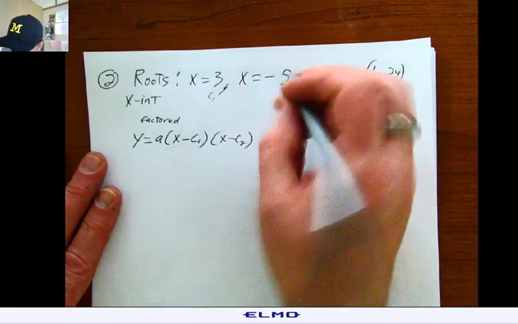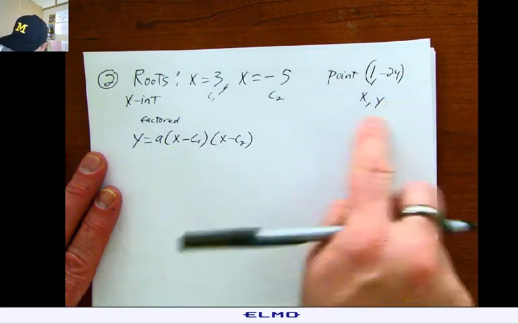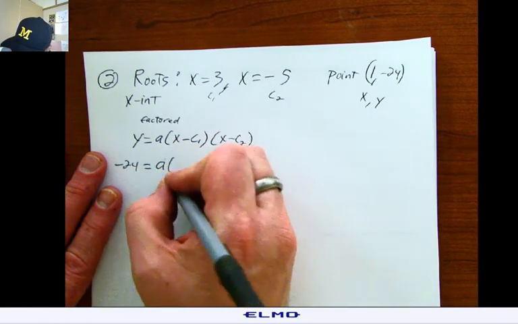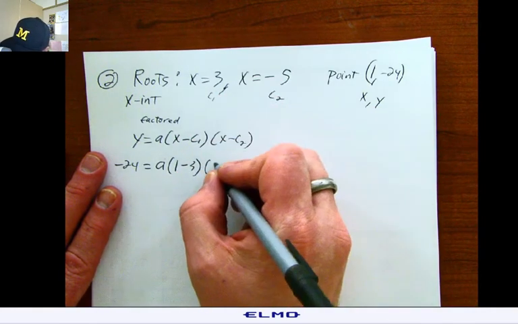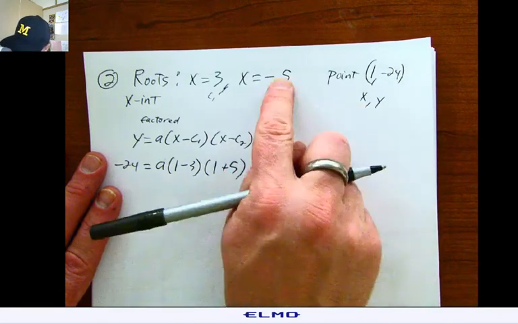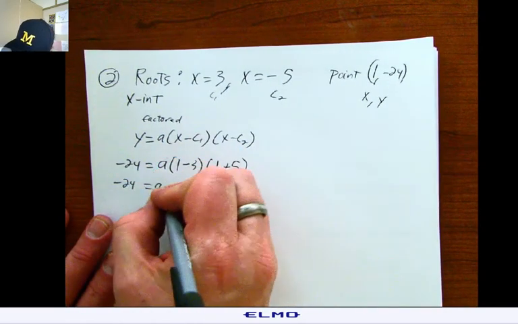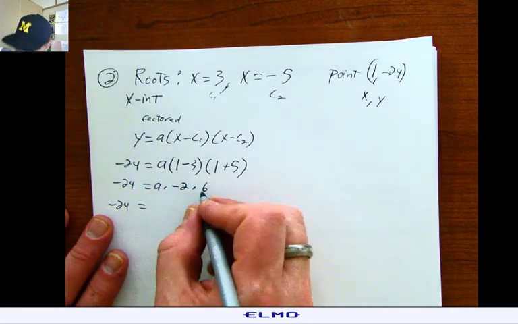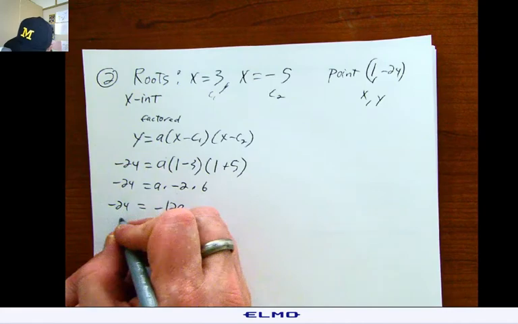And 3 is my c1, negative 5 is my c2, and then this is going to be my x and my y coordinate. So I plug in negative 24 for the y, a. For x I'm going to plug in 1, minus c1, and then x is 1 plus 5, because it's a negative 5, so I put a plus 5. All right, negative 24 equals a times negative 2 times 6. Negative 2 times 6 is negative 12. So negative 12a equals negative 24, which means a is equal to 2.